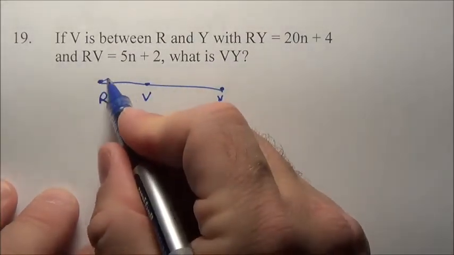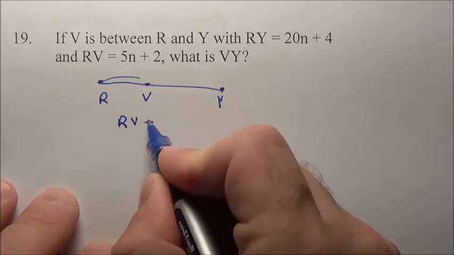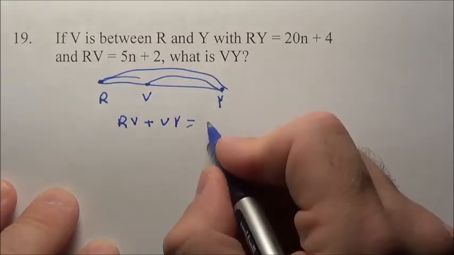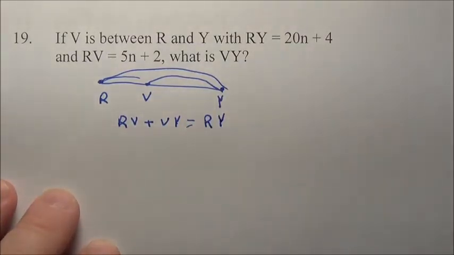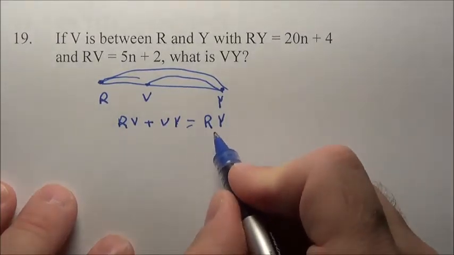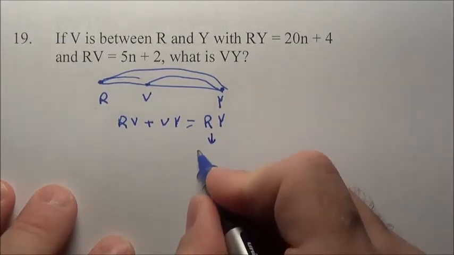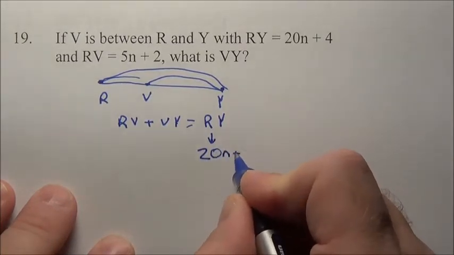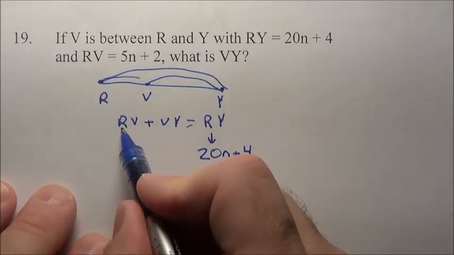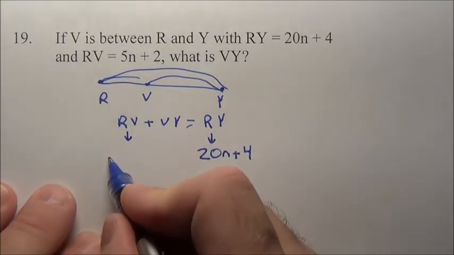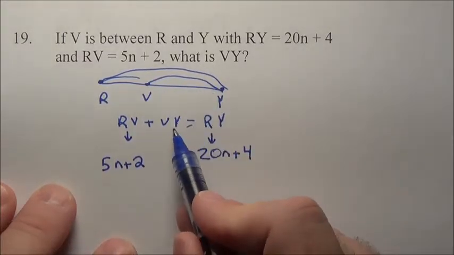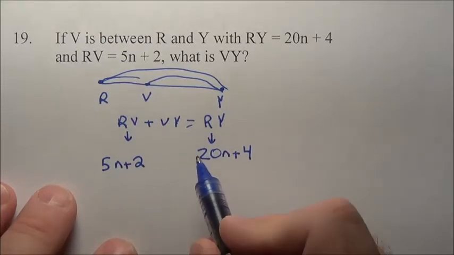All right, so I know this distance, I write my equation: RV plus that distance, VY, is equal to the whole distance, the total length of RY. And let's fill in and see what happens. It says RY right here. It tells me this RY is 20N plus 4. It tells me RV, R to V, this piece is 5N plus 2. It never tells me VY like that normally does, and then we solve for the variable.